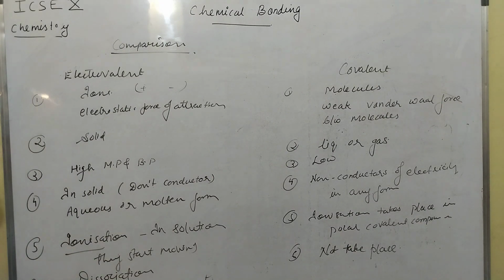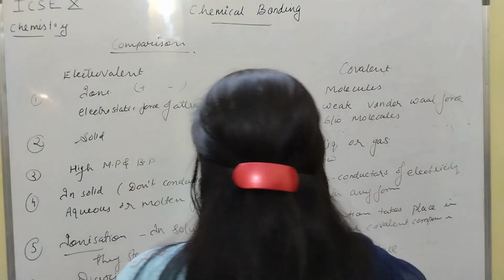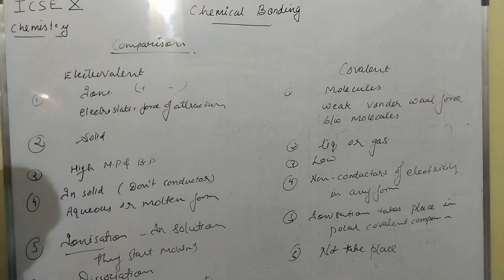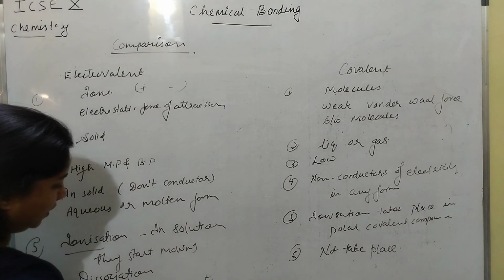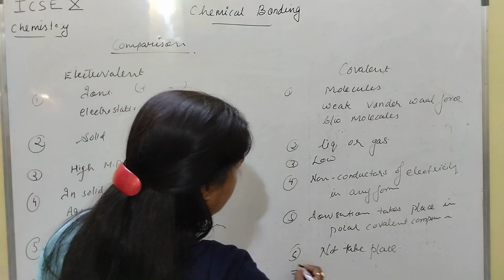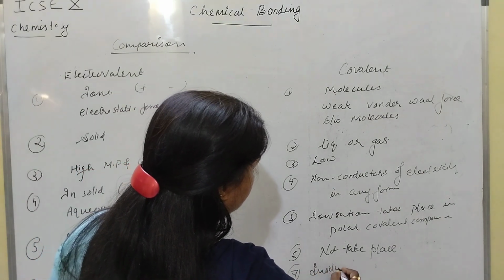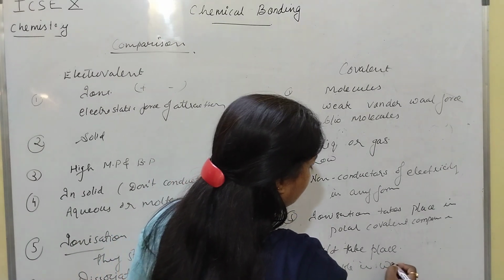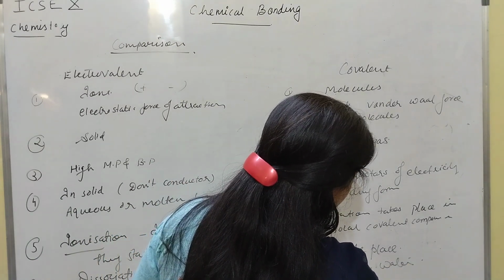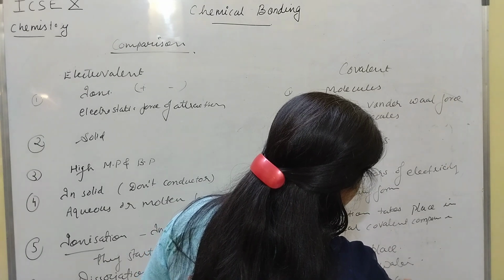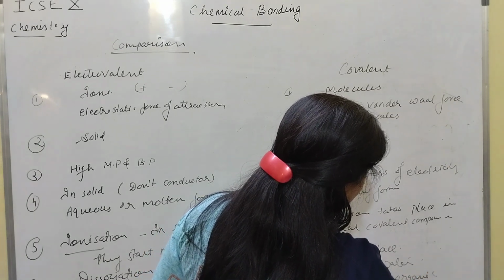Next, solubility. Ionic compounds are soluble in water, whereas they are insoluble in organic solvents. Covalent compounds are insoluble in water and soluble in organic solvents.